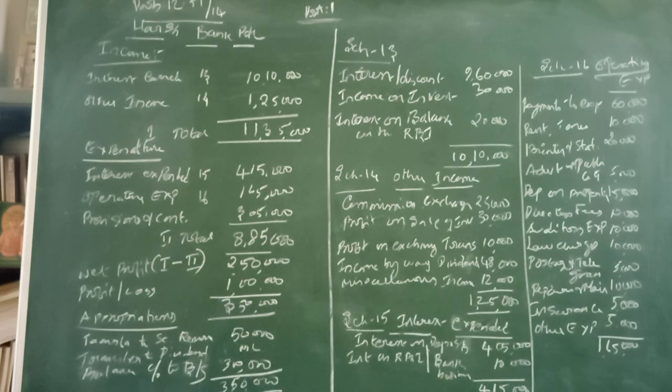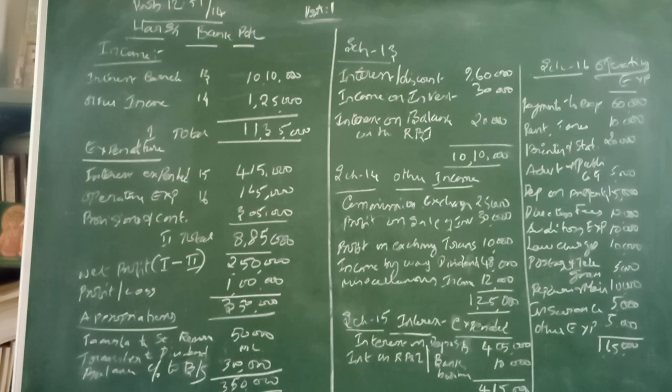Interest expended. Commission, exchange, brokerage, etc. This is schedule number 14. The entire things of commission, exchange, profit or loss on sale of investments and fixed assets, all those things should be in schedule number 14. Rebate on bill discounted. This is the important point. You should know this.